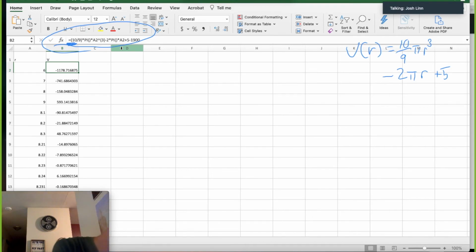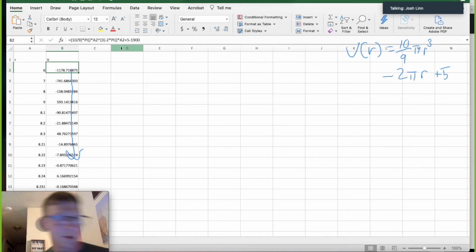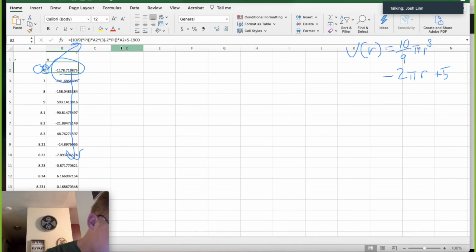there's that little caret sign like that. So that's how you would put things into exponents. So again, everything here is basically going to pull this value, shove it into the equation, and then poop out an answer.